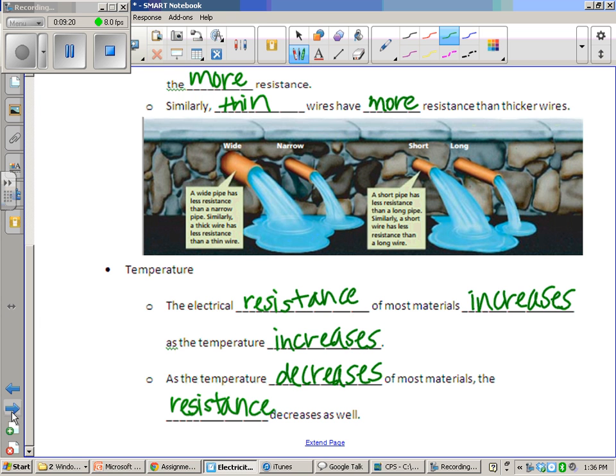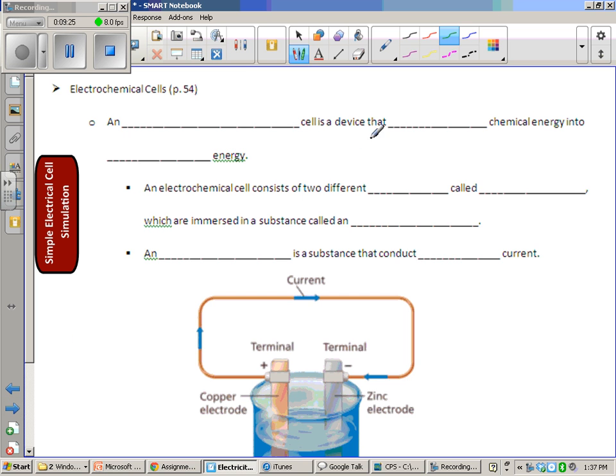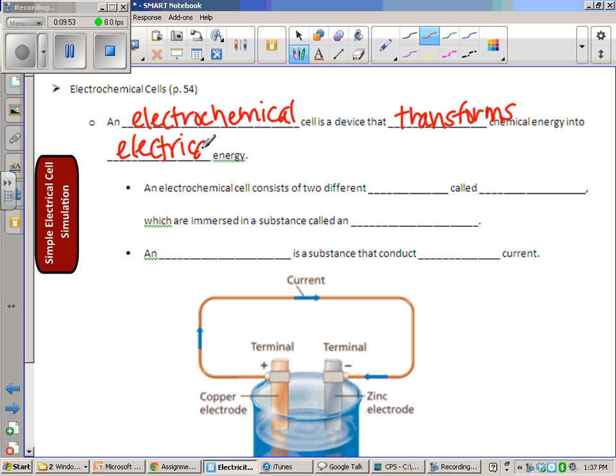Okay. Moving on to another part that affects your circuit is electrochemical cells. So you're going to think of battery when you think of this, and it's not quite what you think of. So an electrochemical cell is a device that transforms chemical energy into electrical energy.